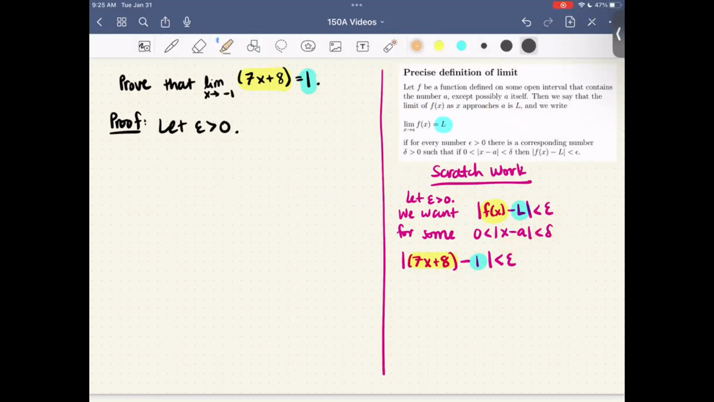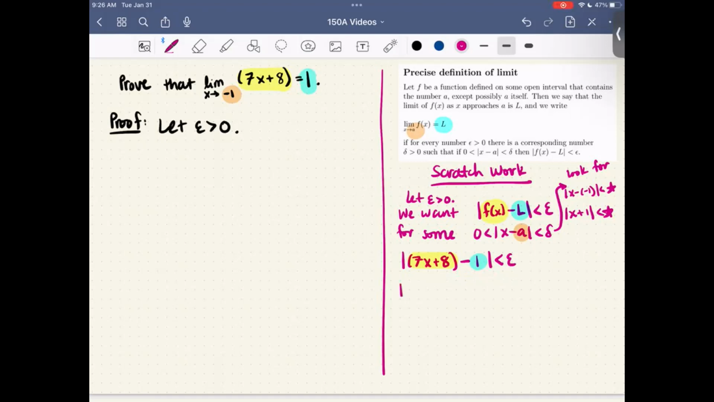So first, let's figure out what a is. In the definition up here, a is the x value that we're approaching. So in our example, a is -1. So what we're looking for is |x - (-1)| less than something. I'll put a little star here because we don't know what it's going to look like yet. If I simplify that a little bit, it's going to be |x + 1| less than something. So we're going to look for that as we do this computation.